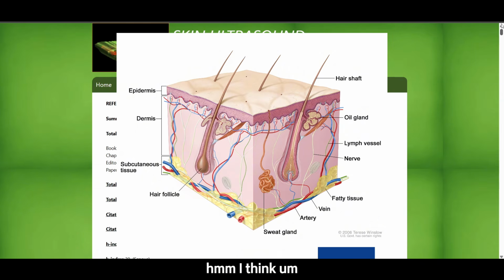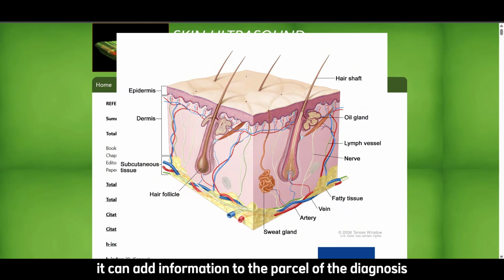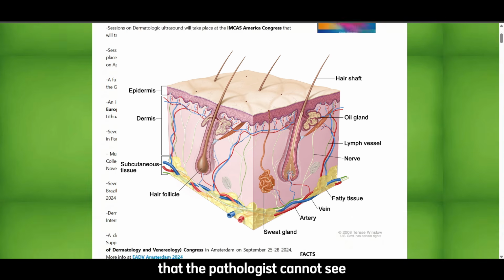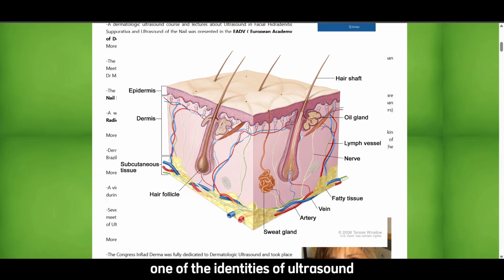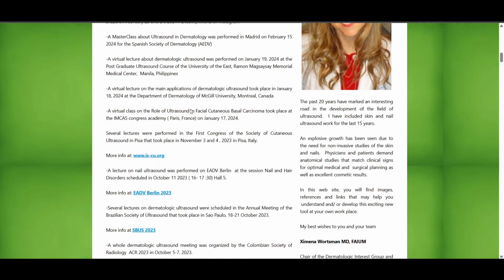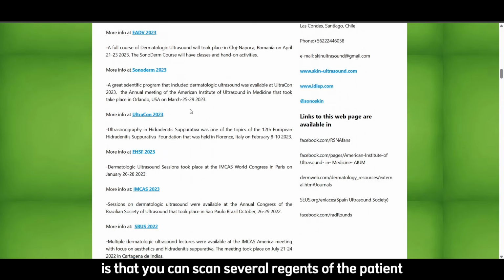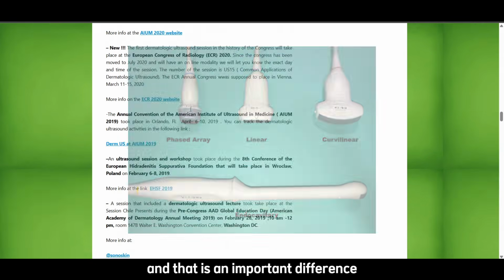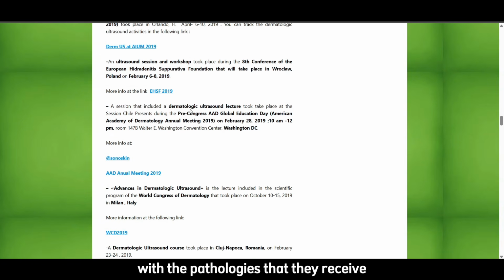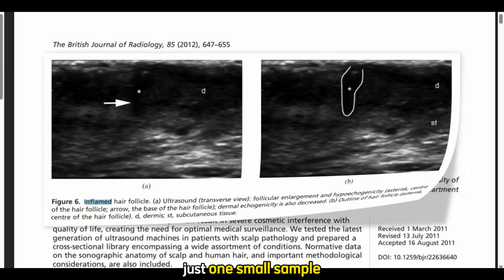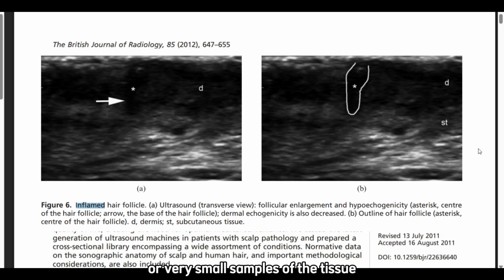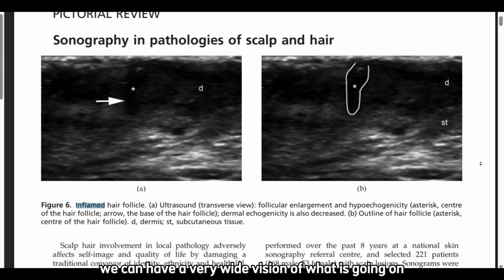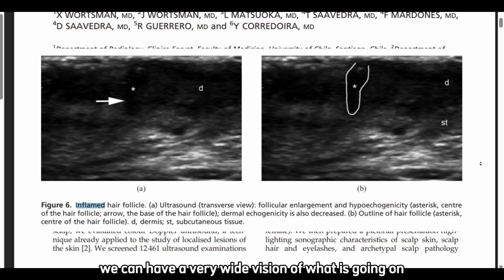I think, of course, it can add information to the puzzle of the diagnosis that the pathologists cannot see. One of the advantages of ultrasound is that you can scan several regions of the patient. That is an important difference with the pathologists, who receive just one small sample, or very small samples, of the tissue. We can have a very wide vision of what is going on.